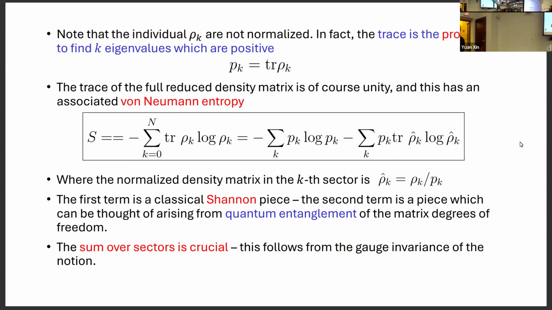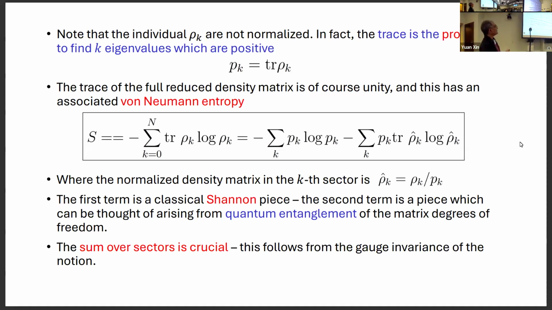It is important to note that there is a sum over sectors because the Hilbert space is not a direct product, but a sum of direct products. As a result, each of these rho k's in each such sector is not normalized. In fact, the trace of that is simply the probability to find k eigenvalues in my region of interest. The entire density matrix, which is the sum over all such sectors, the direct sum, is of course normalized. And therefore, one can assign a von Neumann entropy with that object.